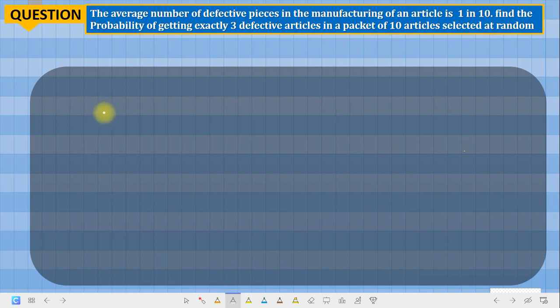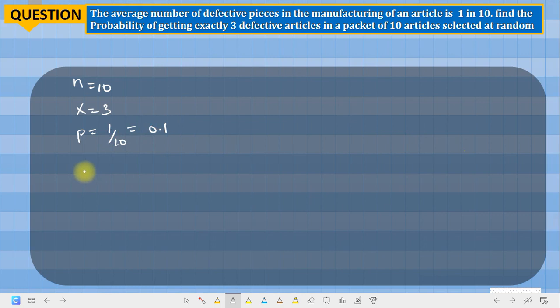The next question says the average number of defective pieces in the manufacturing of an article is 1 in 10. Find the probability of getting 3 defective articles in a packet of 10 articles. Now, they gave you a packet of 10 articles, so our sample space, which is our n, is 10 articles. The probability of getting exactly 3 articles means our x is 3. Then our p is 1 in 10, that means 1 over 10, which is 0.1.